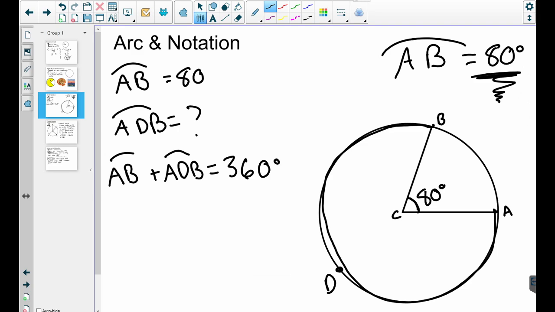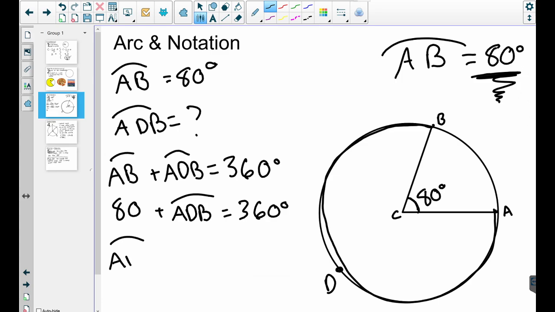And would you look at that, we have AB. We can plug in this 80 degrees for it. So we know that 80 degrees plus whatever the measure of ADB is will equal 360. Well, then from here, it's simple. We subtract 80 from both sides, and that gets us our answer. ADB is equal to 280 degrees.